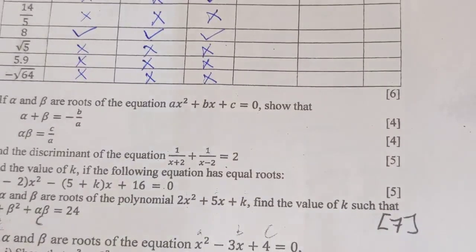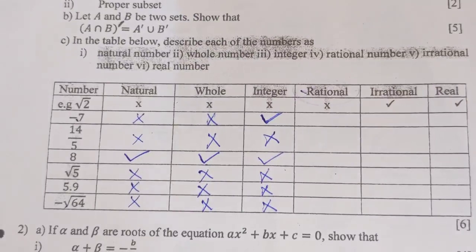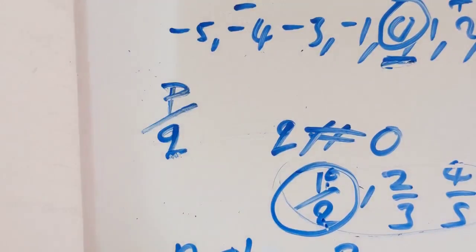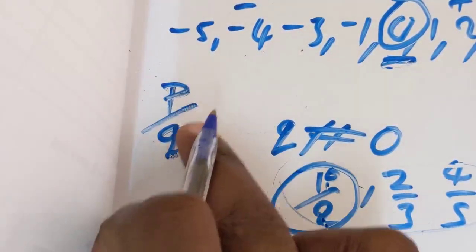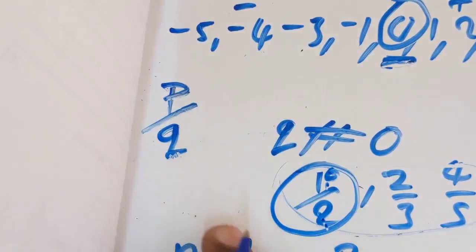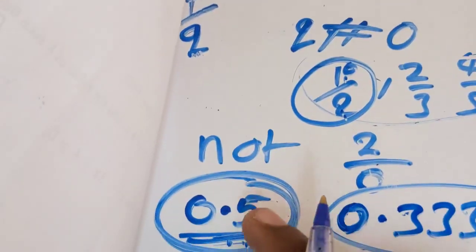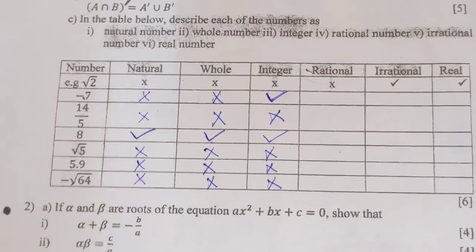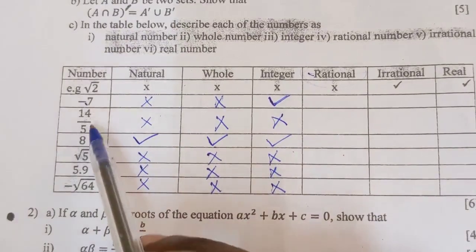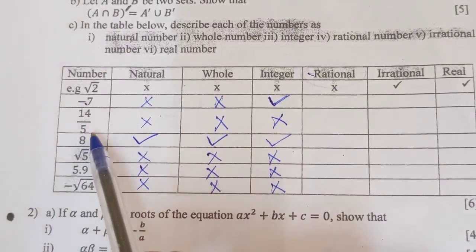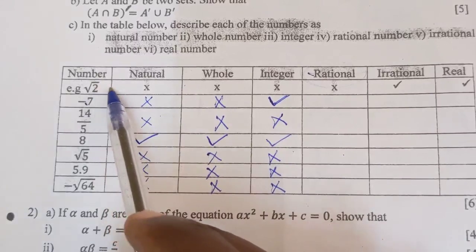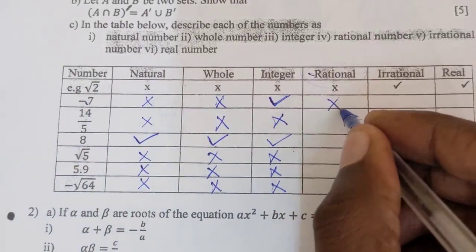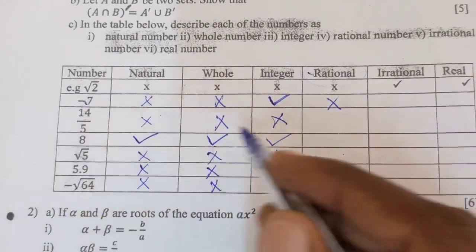So let's mark what rational numbers are here. I said that there are numbers that are presented in the form of this, okay? In the form of that, and they have ending decimals like this and like that. Okay, so let's check here. So this is a rational number, but this one is not. So -7, it is not. Okay, so this 14/5, it is a rational number.